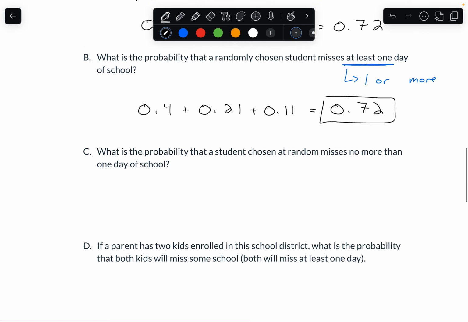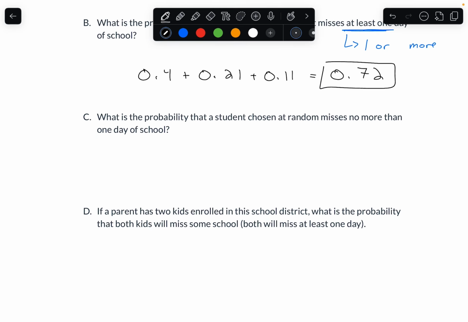Moving on then to part C, it says, what is the probability that a student chosen at random misses no more than 1 day?